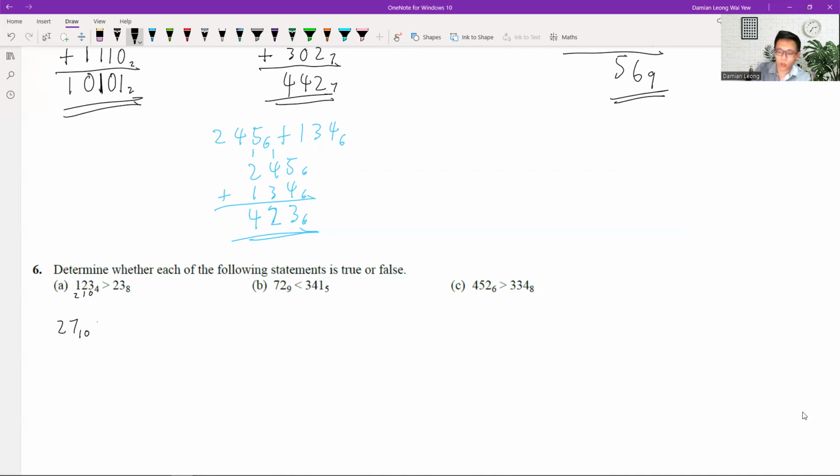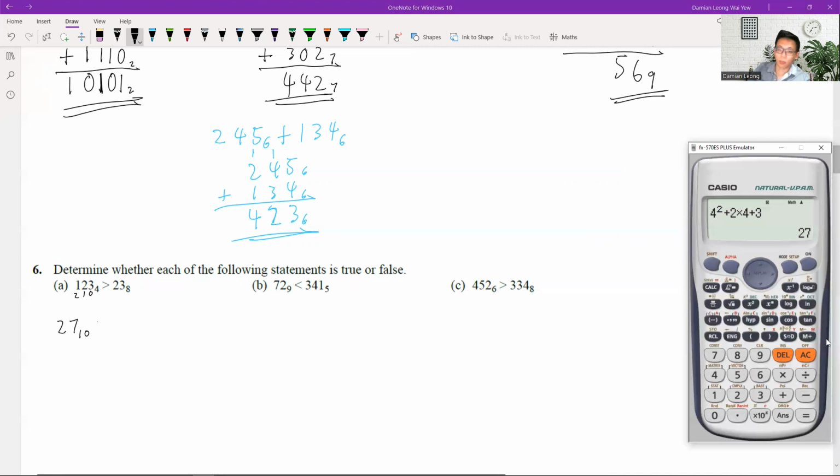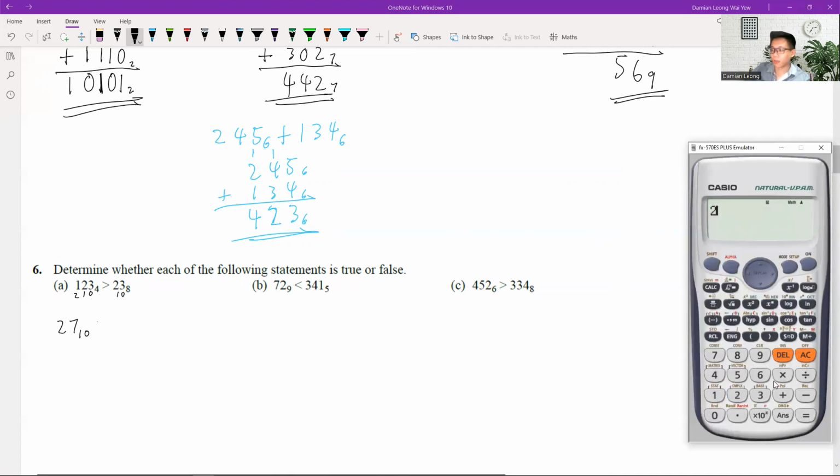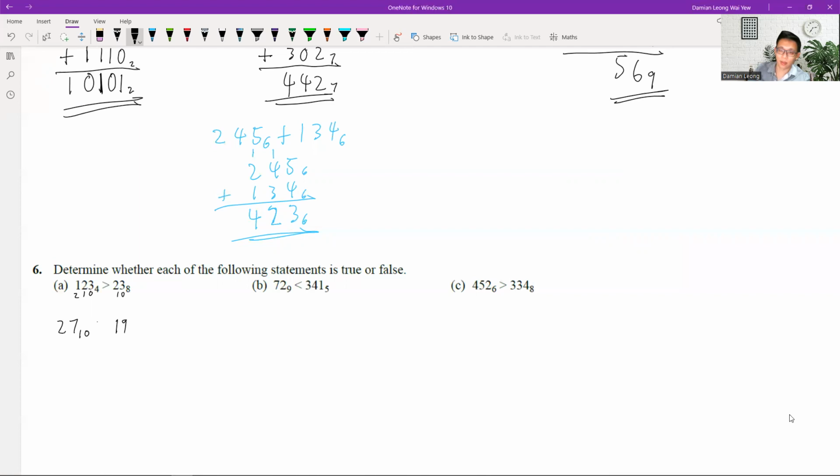The other one, 2, 3 in base 8. So power 0, power 1 means 2 times 8 to the power 1 plus 3. 19 in base 10. So compare these two, this is bigger than this. So the inequality sign is in the same direction, which basically means it is true.